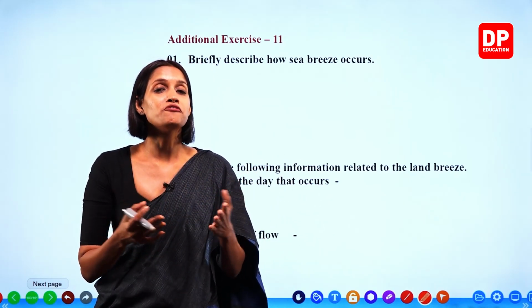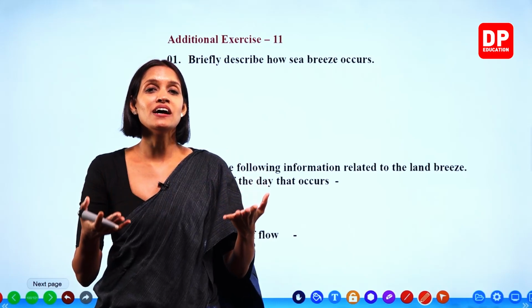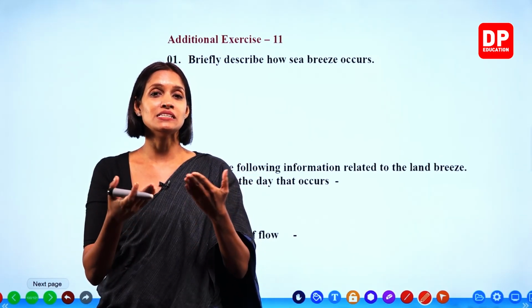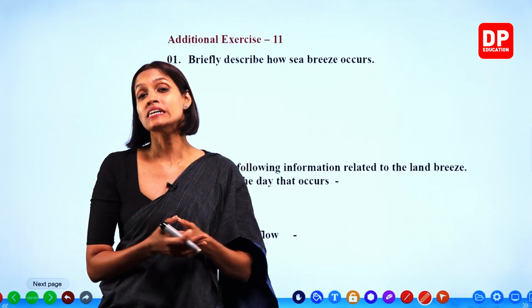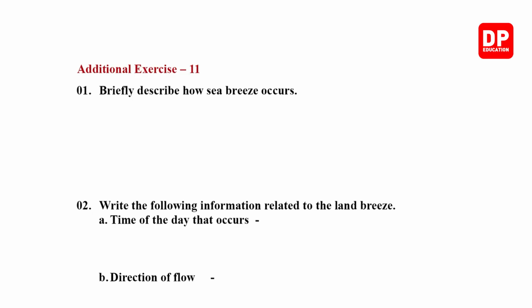Okay? So therefore, what happens, children? The air layers next to the land get heated up and rise up as convectional currents. This creates a low pressure zone above the land. So to fill this low pressure area, air currents come from the sea towards the land, and this is known as sea breeze.